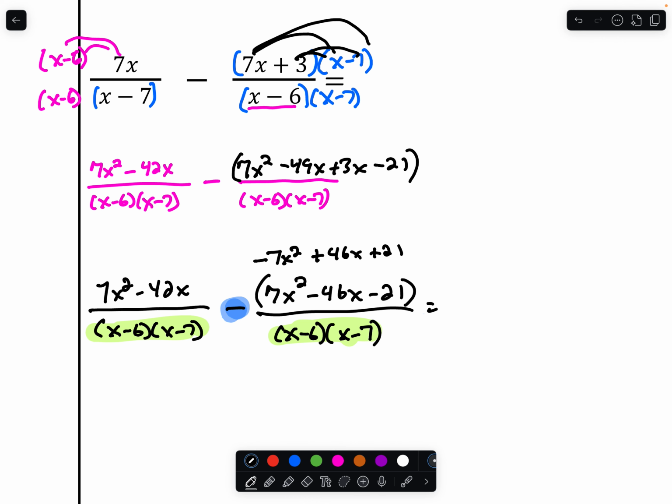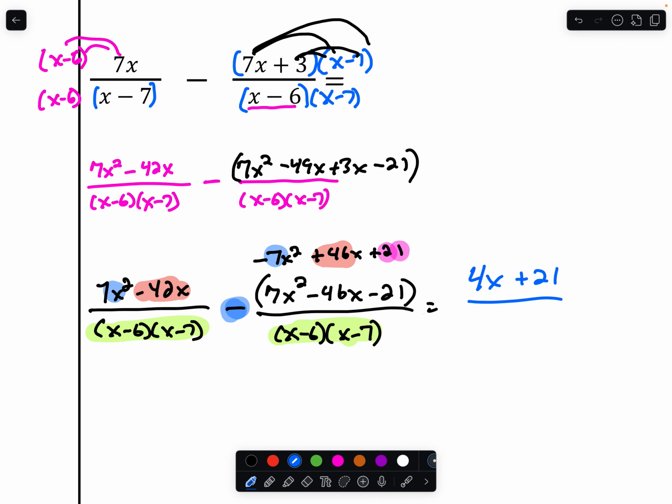So to come to a simplified answer here, we can take a look at this. We've got 7x squared minus 7x squared. That's just going to cancel out. And I've got negative 42x and then positive 46x. So that's going to leave me with a positive 4x. And then the last thing I'm left with is, you can see here, we've just got 21 all by itself here. Right? So I'm left with a plus 21.